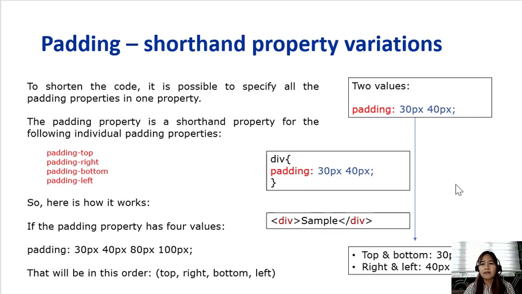Now, how about if there are only 2 values? If there are only 2 values, the first value here, so in this case we have 30 and 40, the first value will refer to the top and bottom specification.